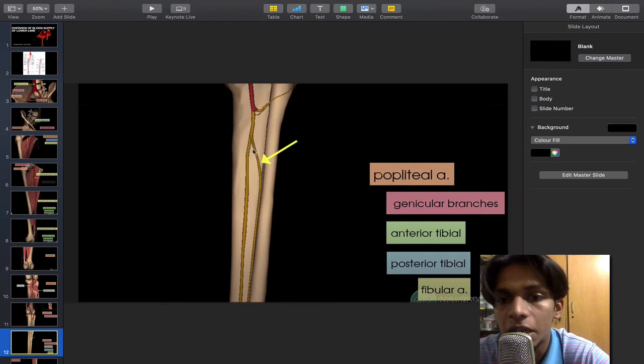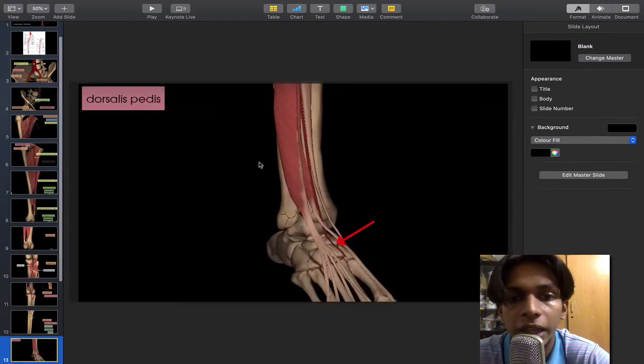Popliteal artery is now going to give off some branches, as I told you before in the overview or in the diagrammatic picture, that it gives off two branches which are anterior tibial and posterior tibial, and then another branch from between them is going to be the fibular or peroneal artery, which stays close to the fibular bone, the fibula. And the anterior tibial artery goes through the interosseous membrane of tibia and fibula, and then enters the anterior compartment of the leg.